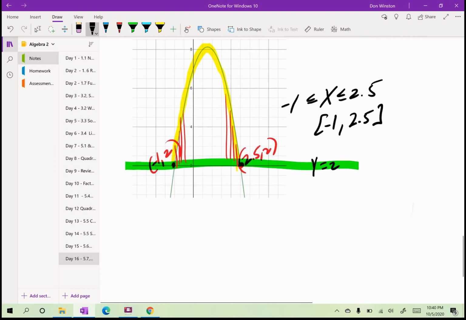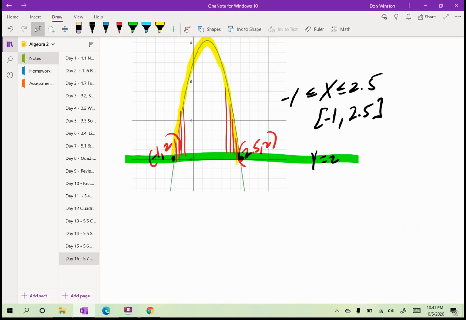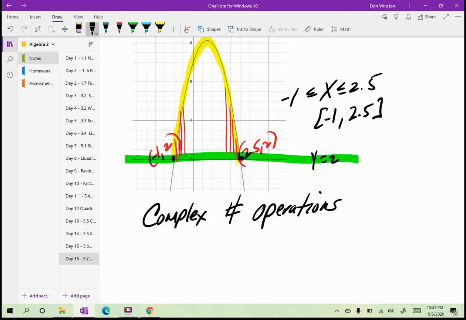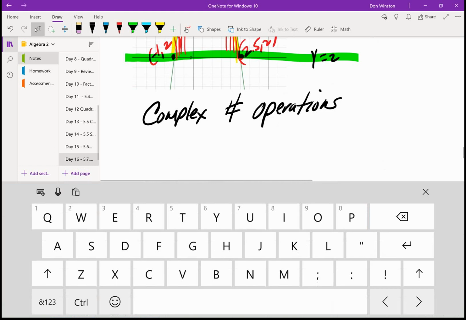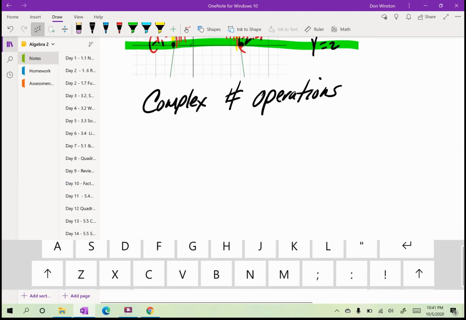All right, and now I'll review with you some complex number operations because you guys will have a test. Oh, we have one more section to do. And then we will be done. So we'll probably be done tomorrow. Okay. And then we can review 2 days. And then you'll take your test.